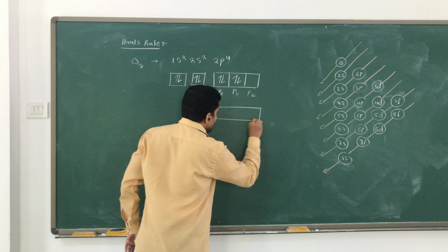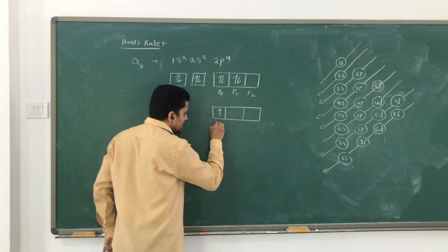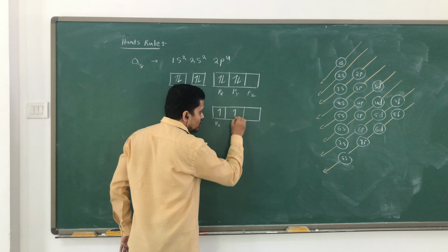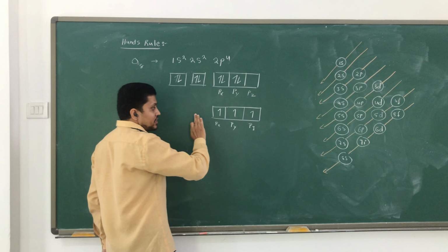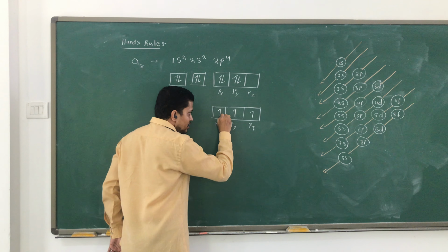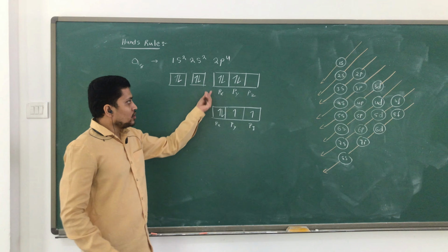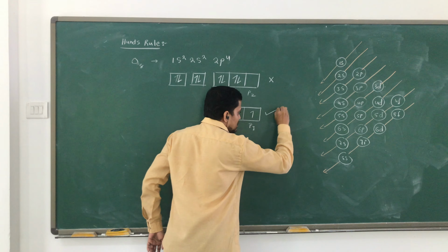And the second method is, instead of filling completely, I am going for single first. Px is going to take 1 electron, Py is going to take 1 electron, and Pz is also going to take 1 electron. Then after completion of this single filling, we go for completely filling with opposite spin. So now we have two possibilities, and according to Hund's rule, this is wrong and this one is correct.